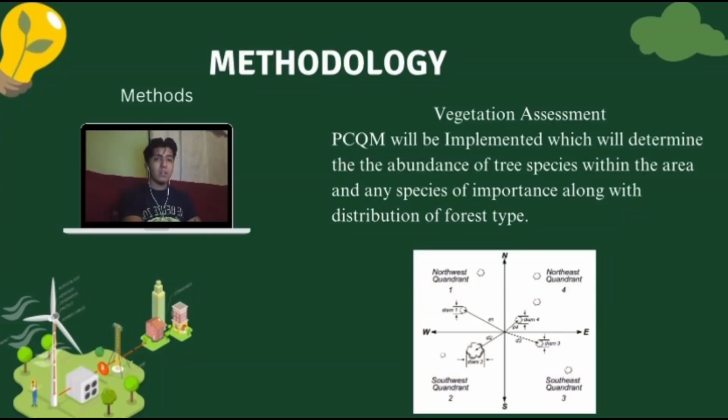Once these quadrants are established, the nearest tree within each quadrant will be marked, and the height, the distance from the point to the tree, and the DBH of the tree will also be collected. The vegetation assessment is for assessing the biodiversity of the tree species within the area, to see if there are any key species which can be of use, or any disturbance of the habitats in place, which would be due to the development.